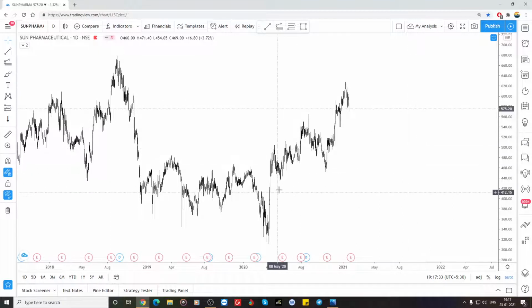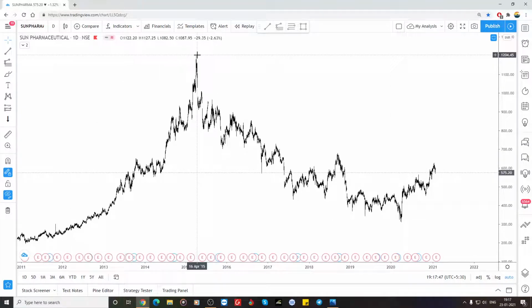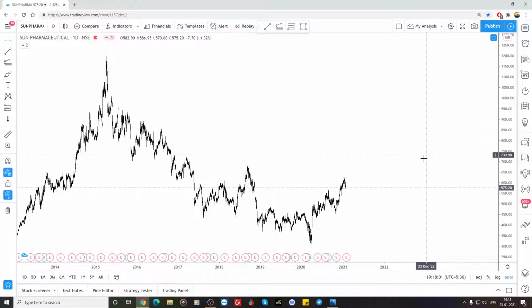Or if an A, B, C has completed, so one correction has completed, and again one more 3-wave structure. After that, again the C wave can go high. So in that case, whether this is A or 1, this is a wave 2 or B, we are in that C or third wave. Or it could be a lot of corrections can happen and then it can show.